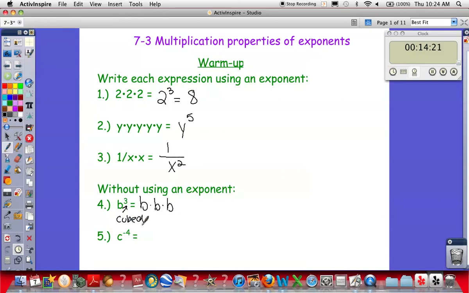C to the negative 4th, remember you can't have negative exponents. I would have circled this so then it was 1 over c to the positive 4th, which is 1 over c times c times c times c.